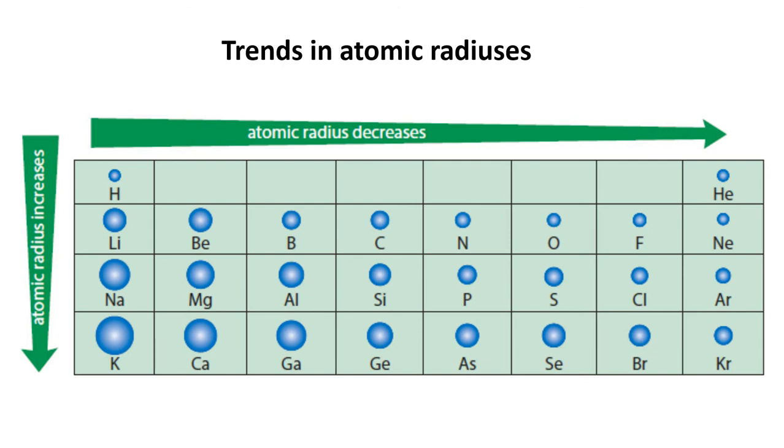Now this second trend is a little bit more difficult to see, so we're going to go through it a little bit more slowly. As I go across a period from left to right, so if we look at this second period here, from lithium to neon, what we see is the atomic radius actually decreases.